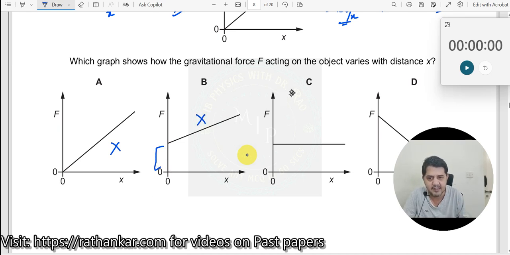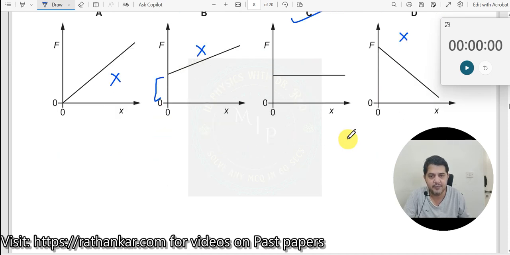Which is the right answer? C is the right answer. See, force does not vary. Here force is decreasing, so this is also incorrect, right? So therefore C is the right answer.